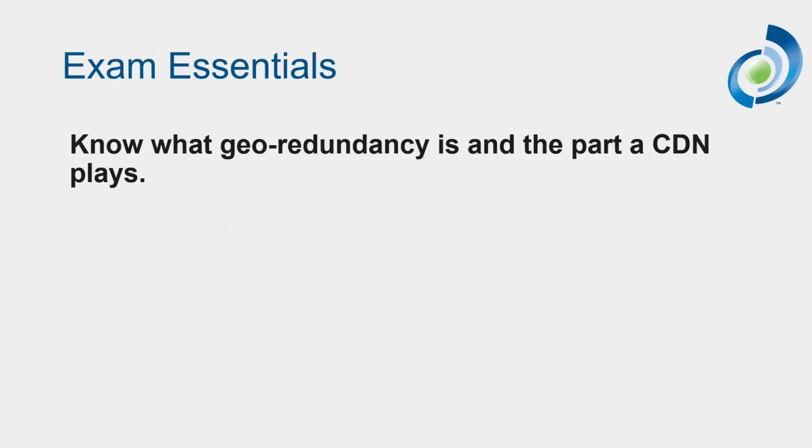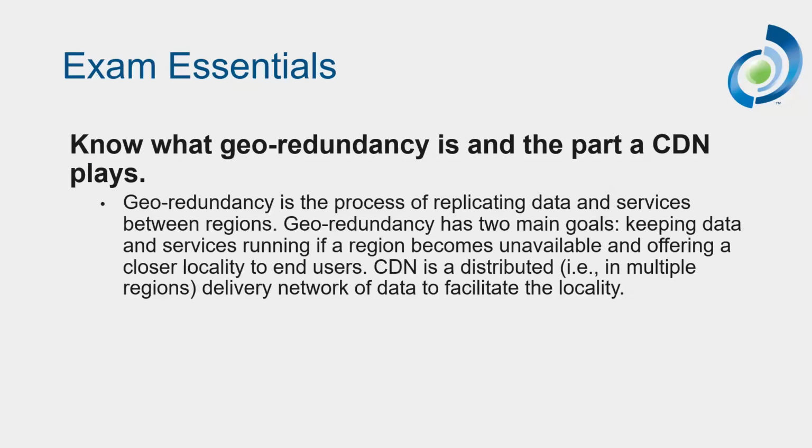Know what geo-redundancy is and the part of a CDN. Geo-redundancy is the process of replicating data services between regions. Geo-redundancy has two main goals: keeping data and services running if a region becomes unavailable, and offering a closer locality to end users. CDN is distributed in multiple regions. It's a delivery network of data to facilitate the locality. Remember, CDN is the edge location. We have 30 regions within the country, but we have like 600 content delivery networks within the country because it is one directional: put the data out there right next to the customer so that they have access to it.